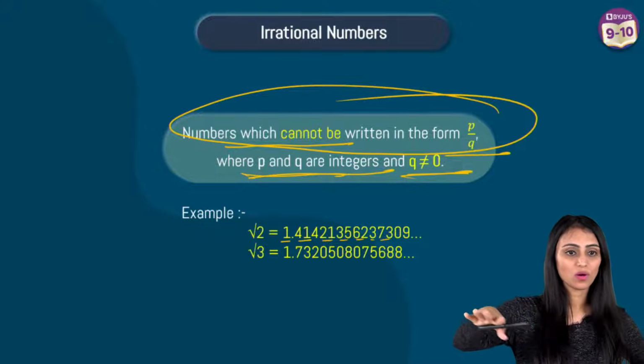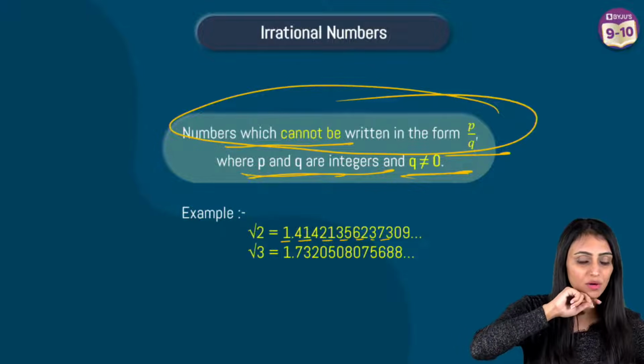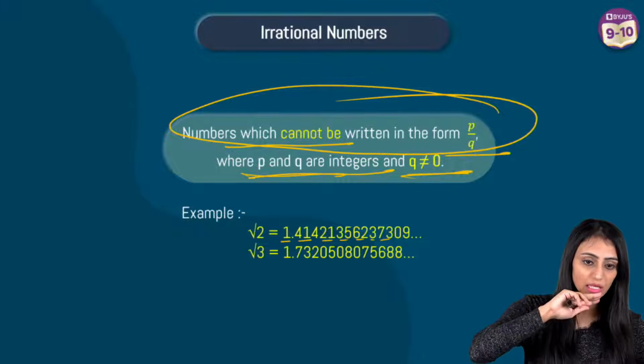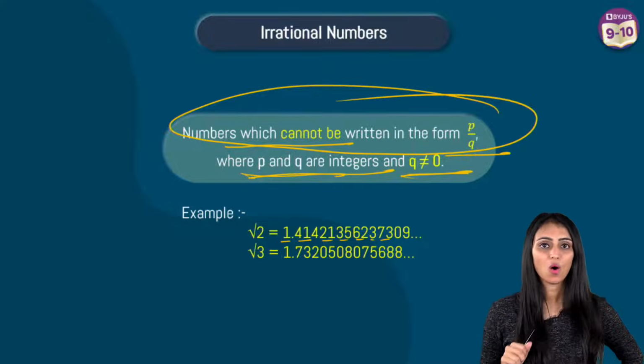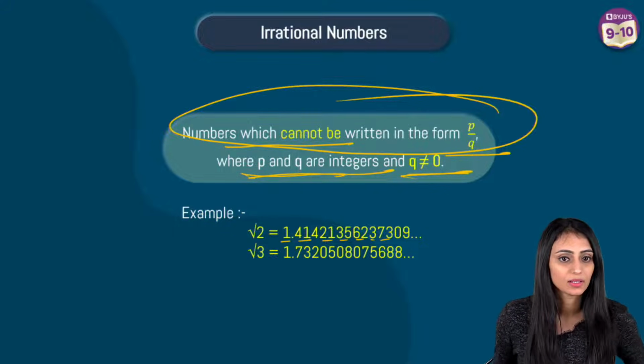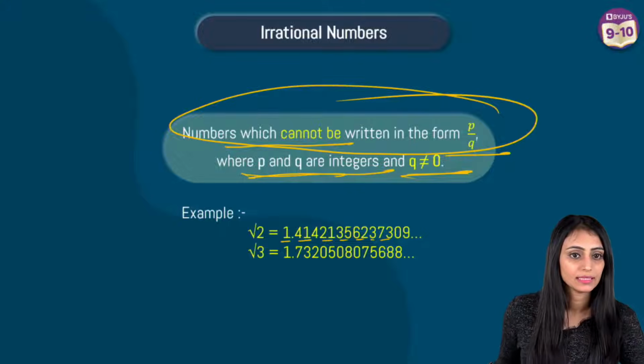I'd like to answer this question. All fractions can be rational, but all rational numbers cannot be fractions. Yes, that's right. All fractions, you can call them rational numbers.